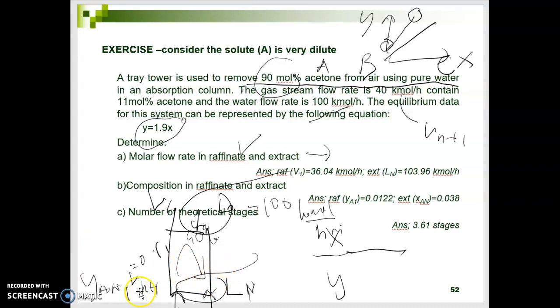I will show you how you calculate your L n. You know that 90% of A from V m plus 1, where the flow rate of V m plus 1 is 40 and your A composition is 0.11. That's how you get your composition of A here.